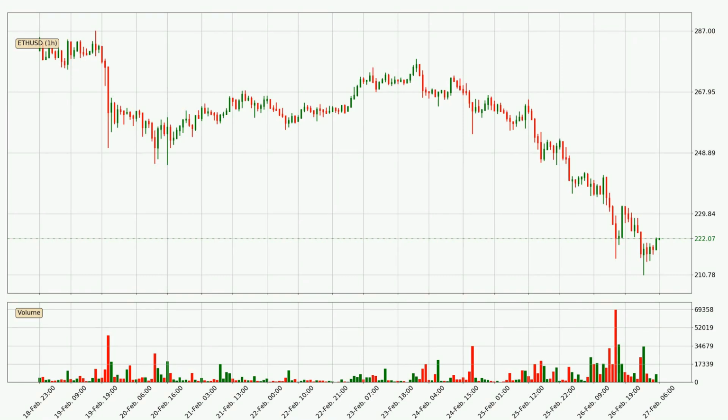Looking at the Ethereum hourly time frame, the price moved quickly to the downside with around 8.5% in the last 24 hours, with a current price of $222. The volume was also high, showing that this move was strong and the sellers are taking over.